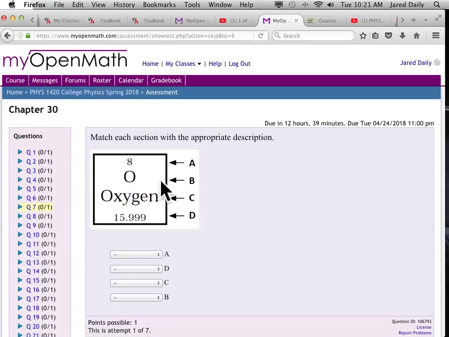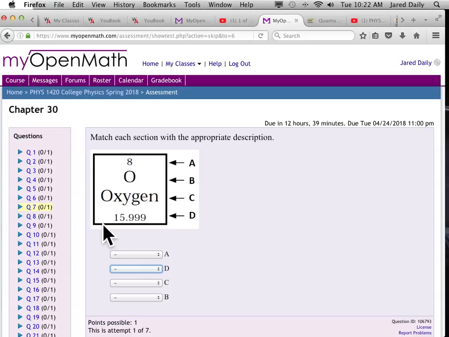Okay, so in the periodic table, usually the big bold number is your atomic number, the number of protons, and the number of electrons in the neutral atom. The symbol here, the letter, is the element symbol, they're calling it. And then here, of course, is the name of the element. And then down here is the atomic mass, sometimes called the atomic weight, but it's technically the atomic mass.